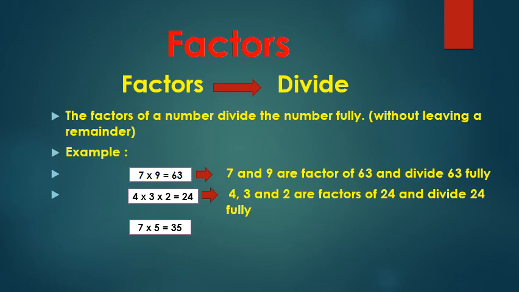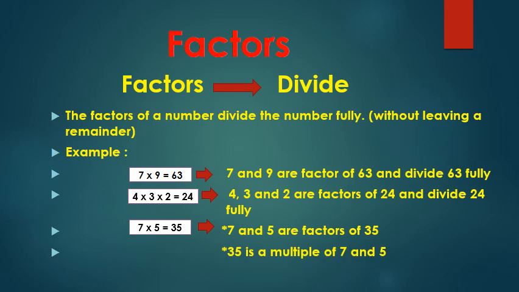Now, let's take another example. 7 multiplied by 5 is equal to 35, right? So, children, here 7 and 5 are the factors of 35. And children, one more thing. 35 is a multiple of 7 and 5. So this is the relation between factors and multiples.